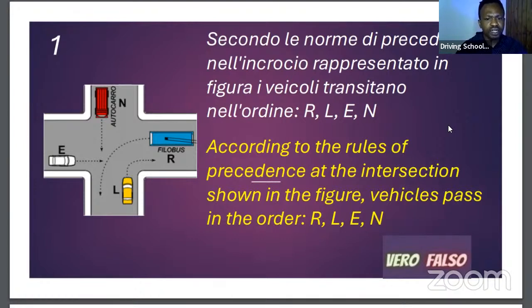Secondo le norme di precedenza nell'incrocio rappresentato in figura, i veicoli transitano nell'ordine R L E N. True or false? According to the rules of precedence at the intersection shown in the figure, vehicles pass in the order R L E N.